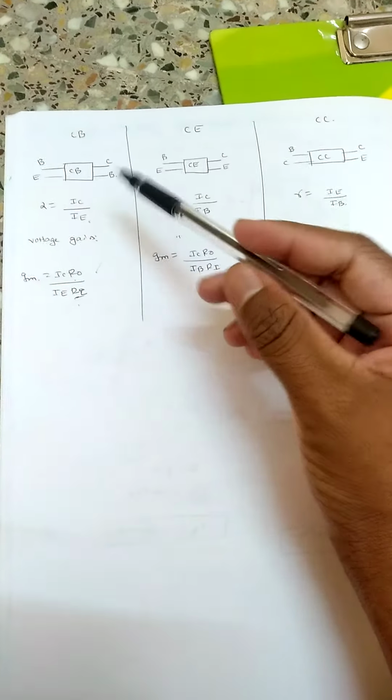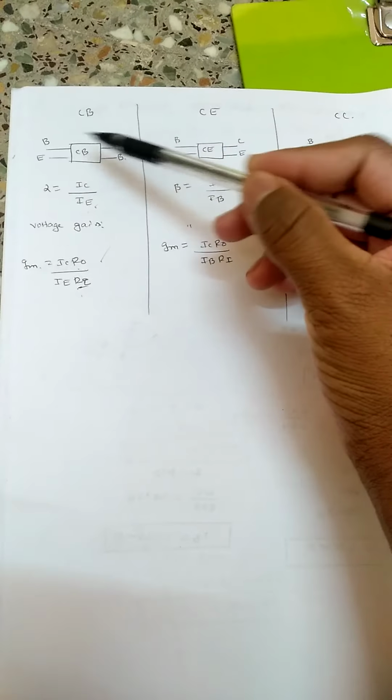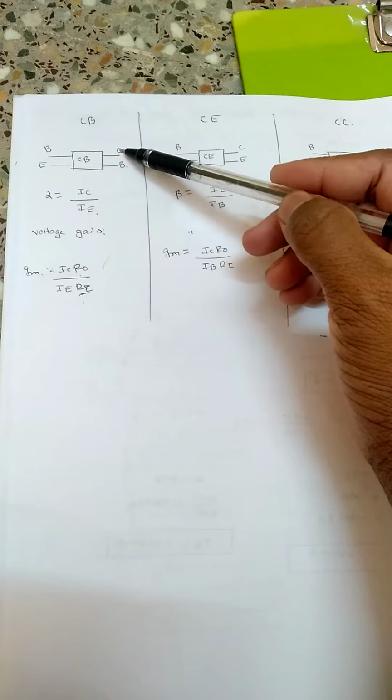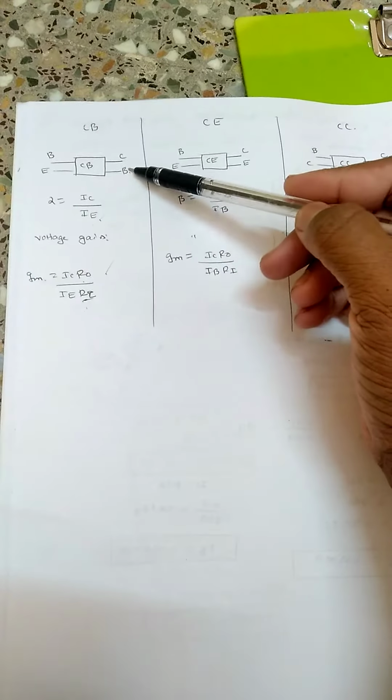So though it is any configuration, first we need to consider base and collector as the input and output. So base is input, collector is output. So it is common base means we will be having another base this side, so the left terminal is emitter. So if you remember this trick, it will be easy to write the various expressions.